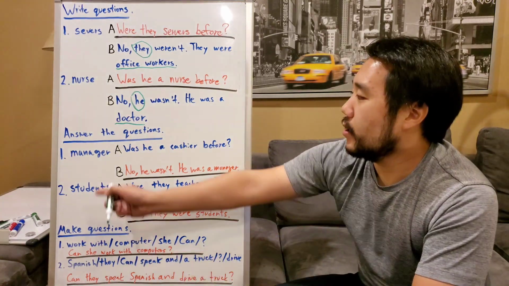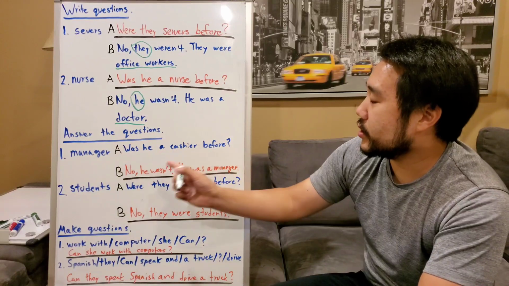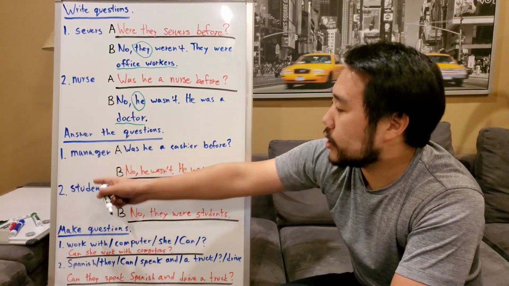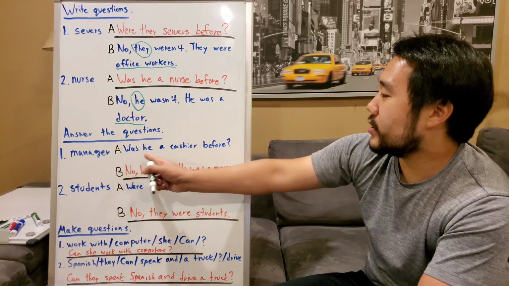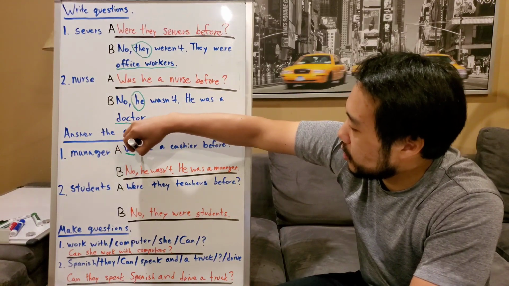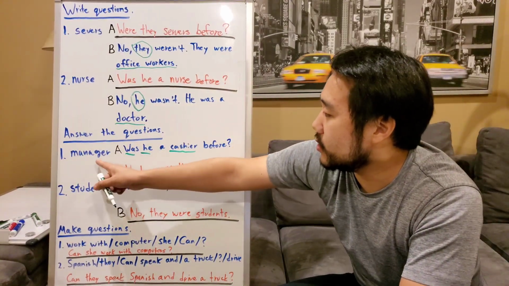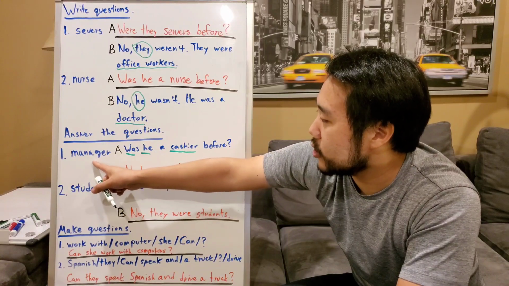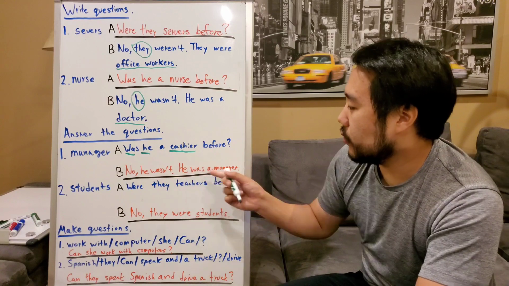Okay? And then the second exercise here, answer the questions. So this time we have the manager. And then we had the question, so we had to come up with answers. Was he a cashier before? So was he a cashier in the past? And then it said the name of occupation is manager. So we have to say no, he wasn't. No, he wasn't. He was a manager.